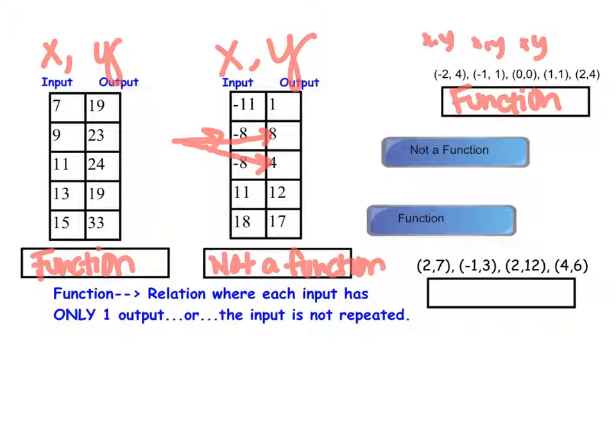Let's look at the last example. We have an input of 2 and an output of 7. We have an input of negative 1 and an output of 3. We have an input of 2 again, right? We had 2 here. Now we have 2 again. Okay, notice that here we got an output of 7 and here we got an output of 12. Each input can only have one output. 2 cannot have an output of 7 and an output of 12 if it's a function. So this one is not a function.